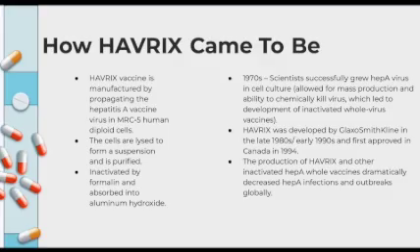In the 1970s, scientists successfully grew hepatitis A virus in a cell culture, which led to the development of inactivated whole virus vaccines. HAVRIX was developed by GlaxoSmithKline in the late 1980s and approved in Canada in 1994. The production and approval of HAVRIX led to a dramatic decrease in hepatitis A infections and outbreaks globally.